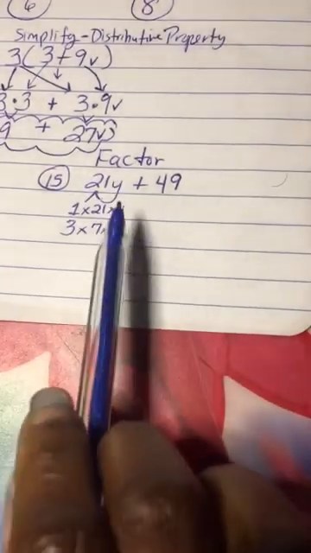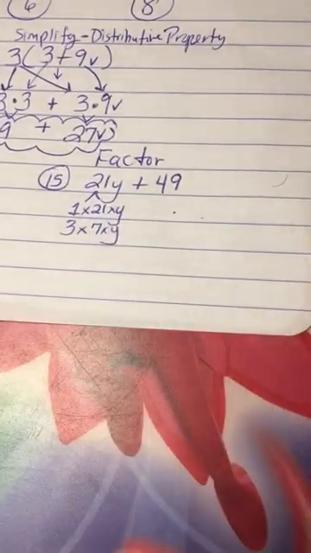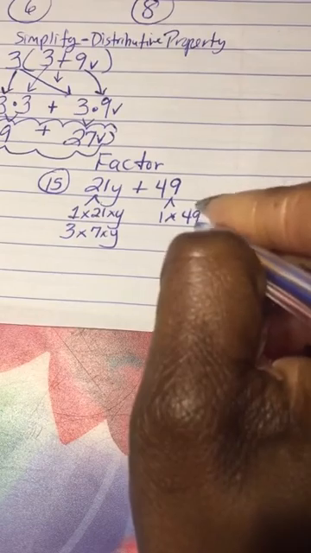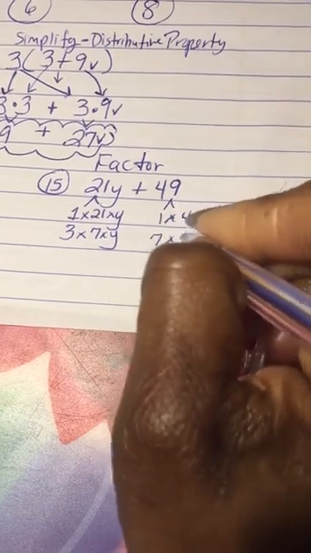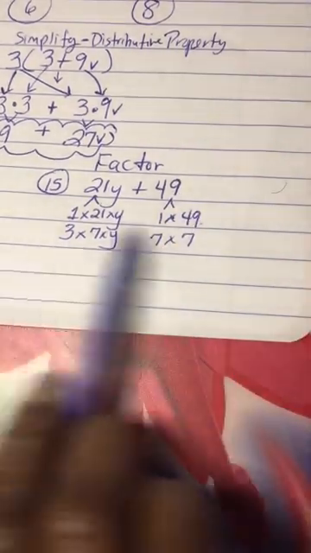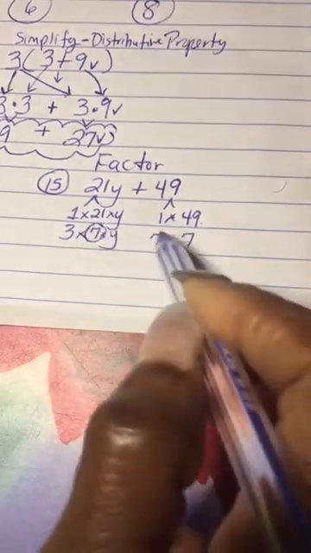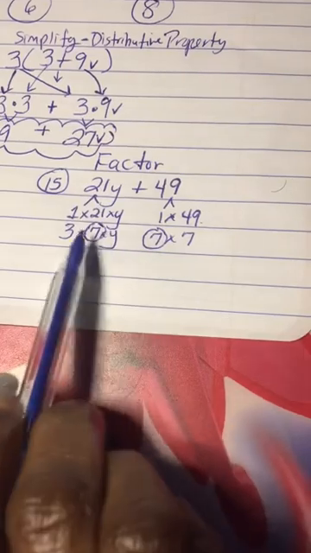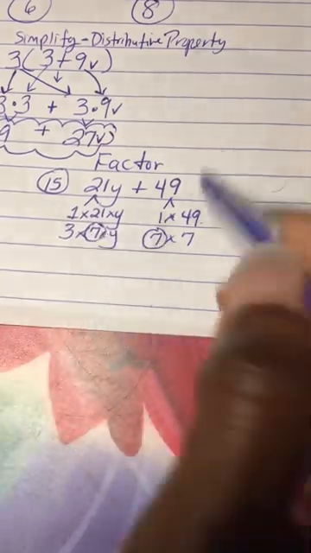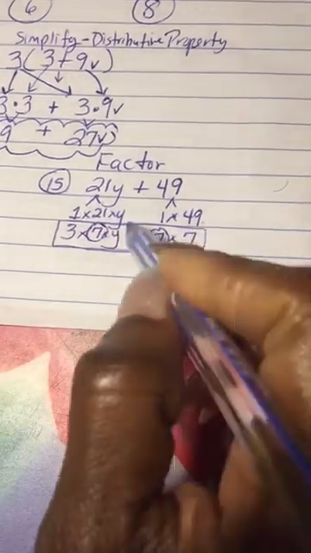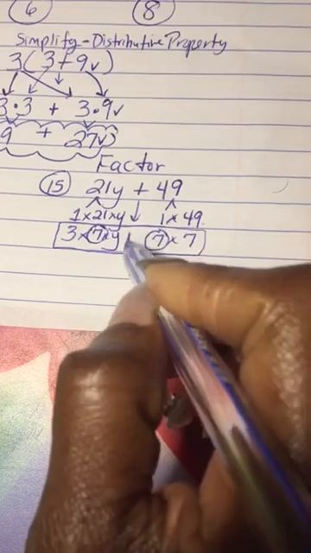And what we're looking for is the same factors for each number. For 49, the factors are 1 times 49, and then we have 7 times 7. So the factor, or the number that we see that's alike, is 7. These two numbers are going to, bring down my plus sign.